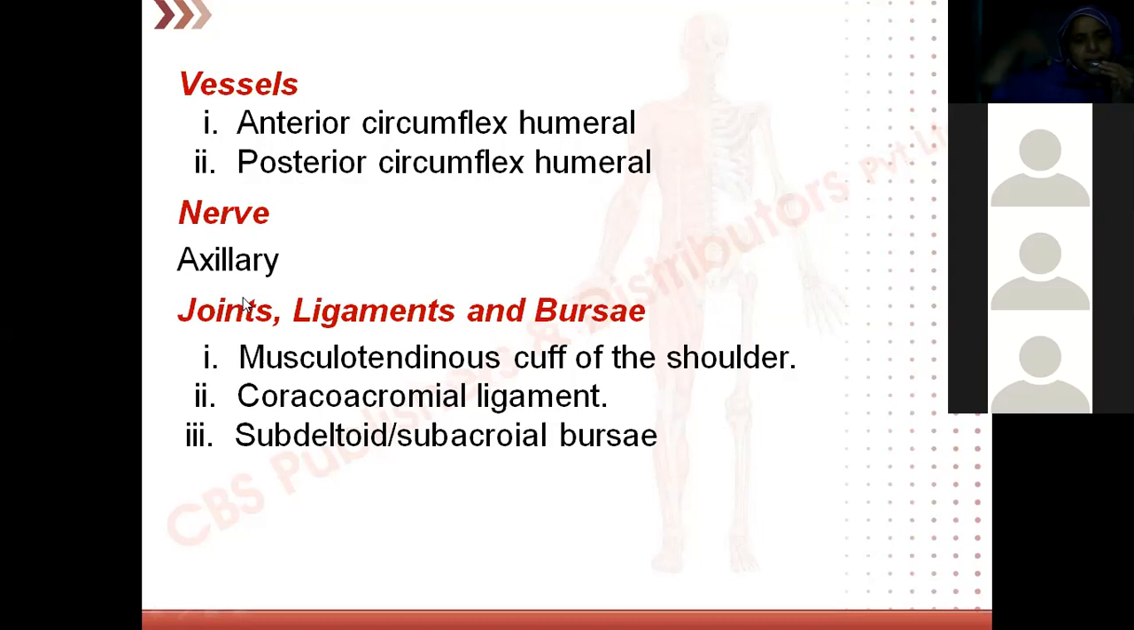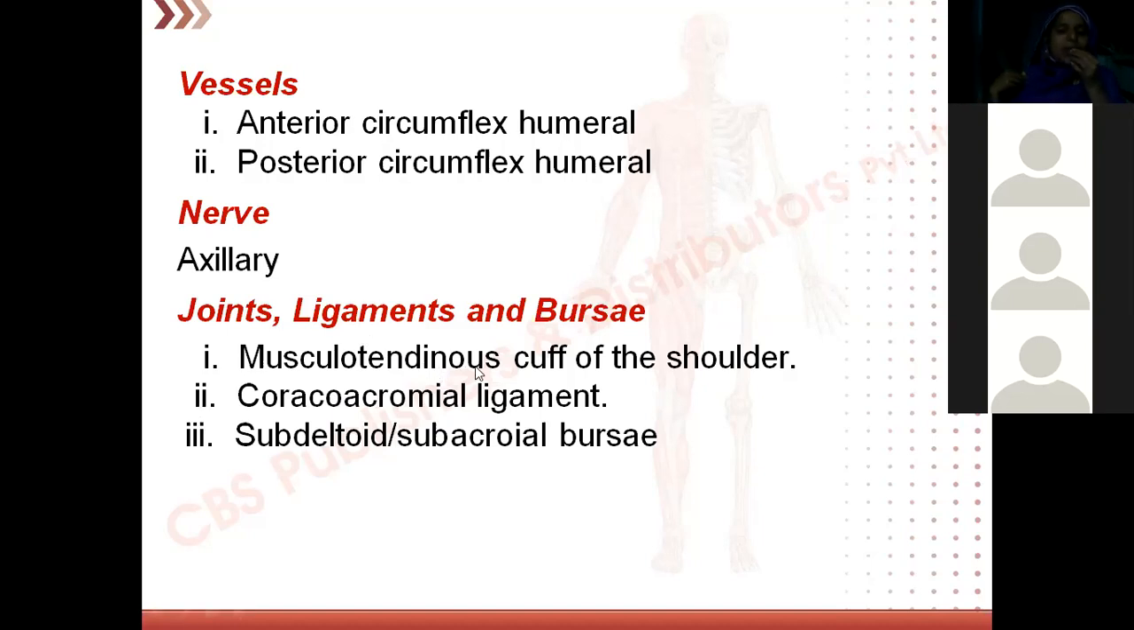Axillary. What are the joints, ligaments and bursae we see? One is musculotendinous cuff, also called rotator cuff. It itself is a 5 marks question. When you talk about musculotendinous cuff, you should talk about SITS: supraspinatus, infraspinatus, teres minor and subscapularis. You should give the origin, insertion, nerve supply, action. See, all these muscles get flattened over the capsule of shoulder joint before they get inserted into the greater and lesser tubercles respectively.